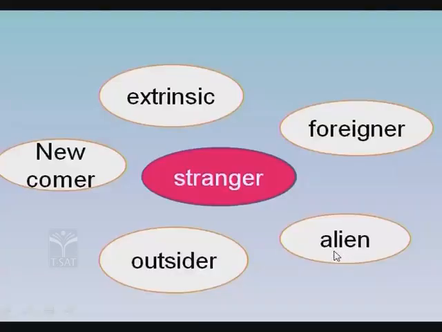So, let us see the word and the related words to stranger. Stranger, alien, outsider, newcomer, extrinsic, foreigner. So, these are the words related to the word stranger. So, instead of stranger, you can also use these words whenever you are going to describe an unknown person or a person who is not in the group. Now, let us learn the meanings of the related words and how to use them in a sentence.